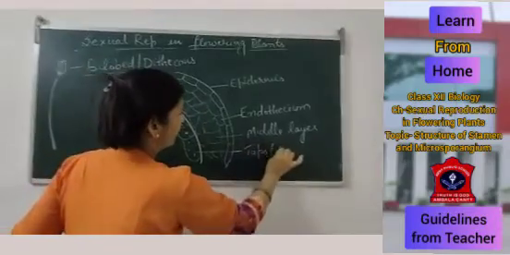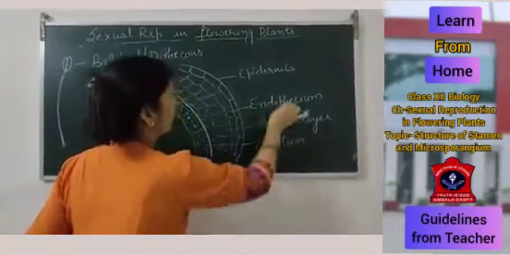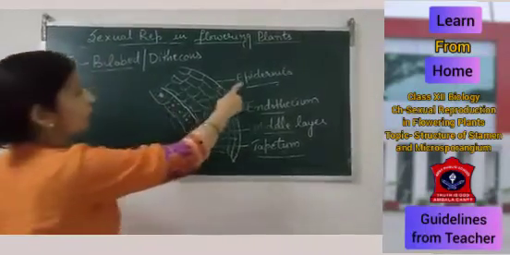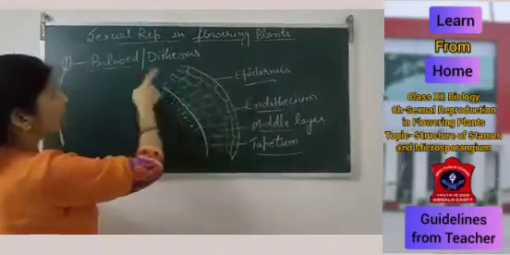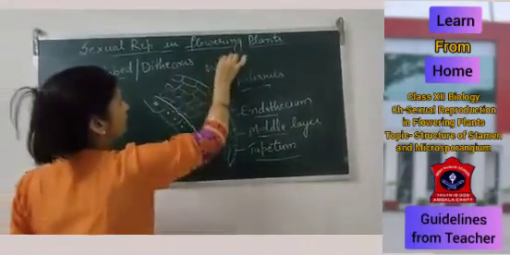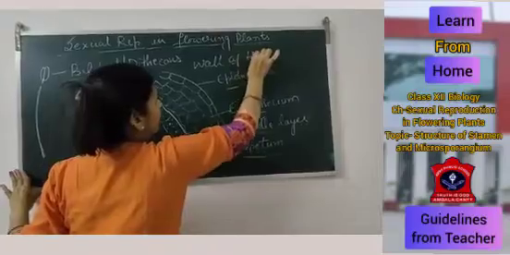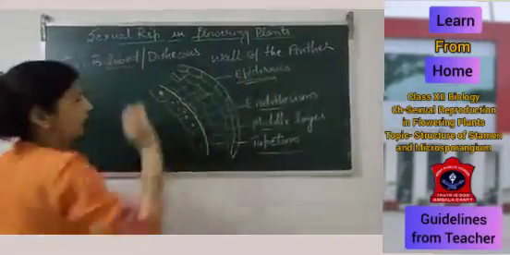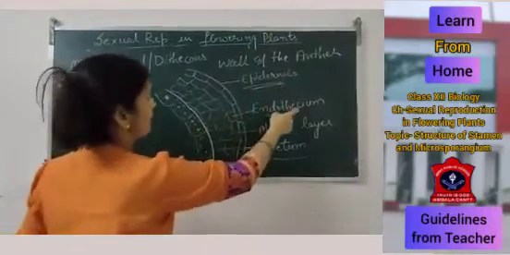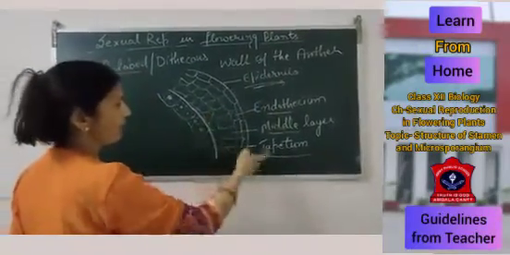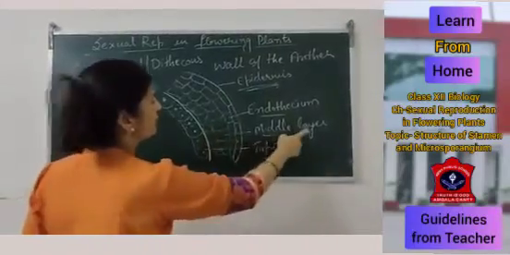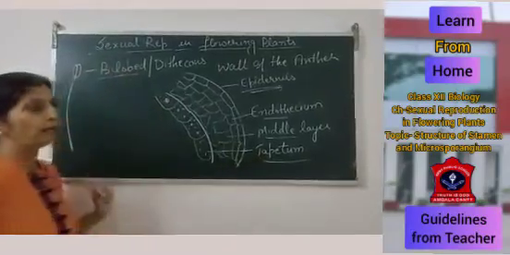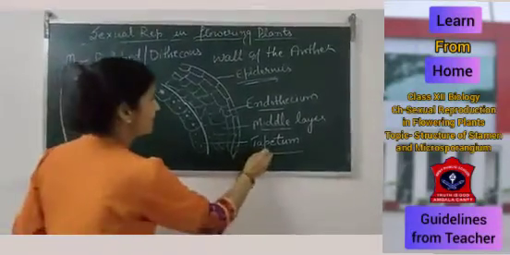Even this diagram can come in the exam. We are talking about the wall of the anther, which has 4 layers. The outermost is epidermis, made up of a single layer of cells. Then we have endothecium, again 1 layer of cells, protective in nature. Then we have 2 to 3 middle layers, which are also protective in nature. And the innermost tapetum is very important. It has dense cytoplasm.